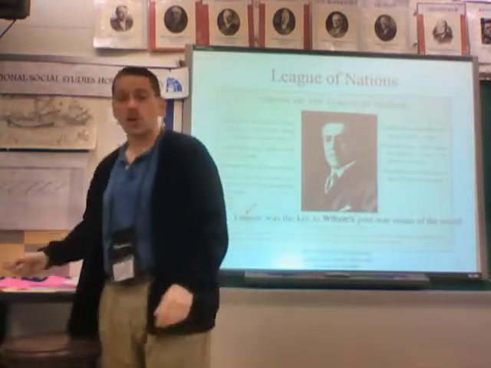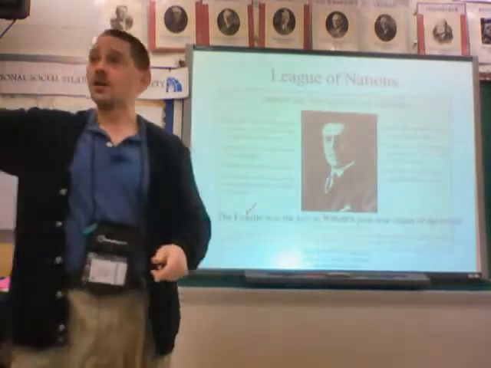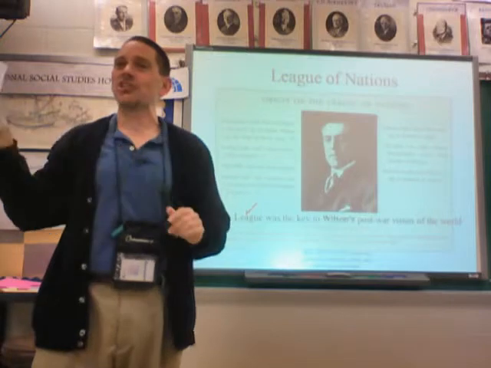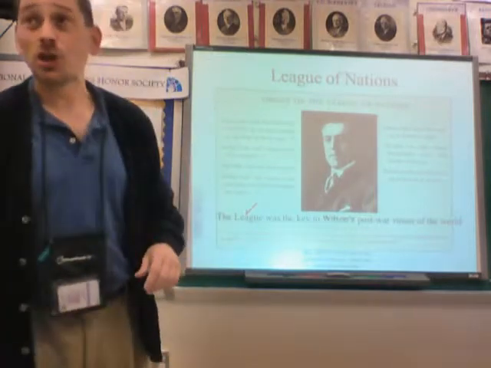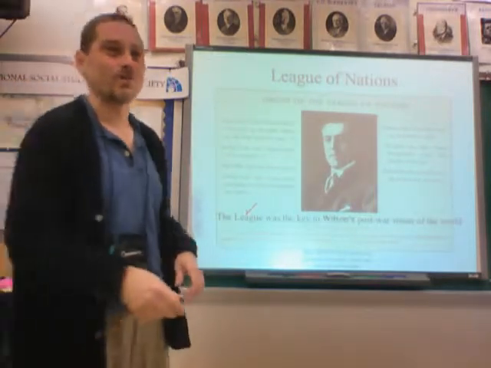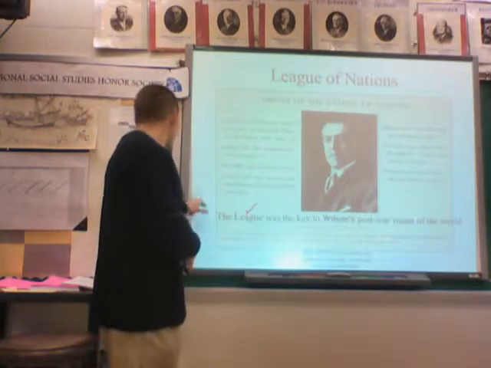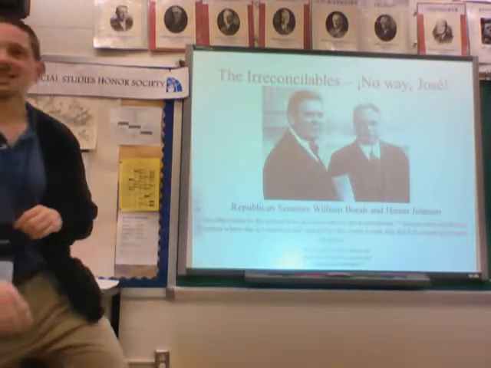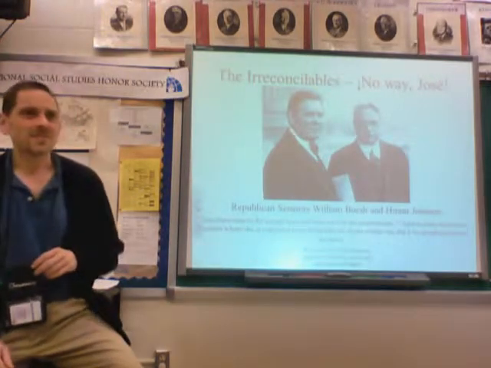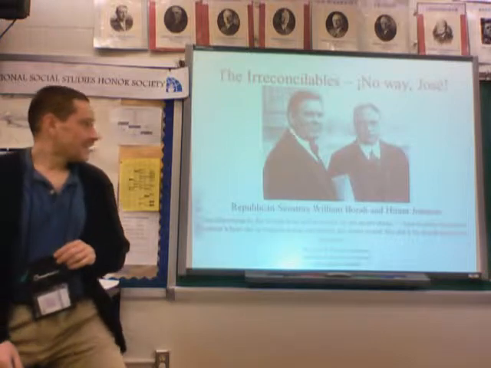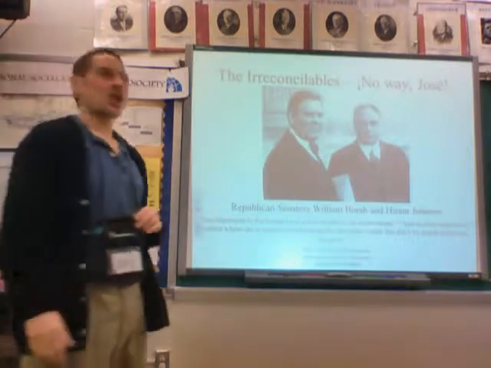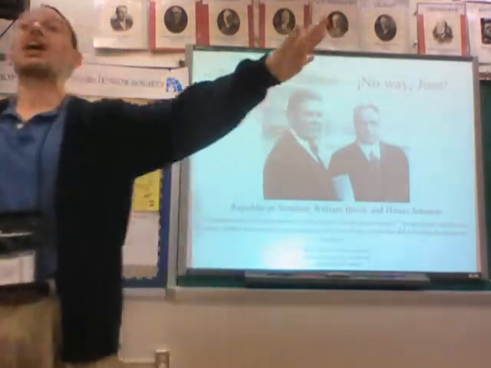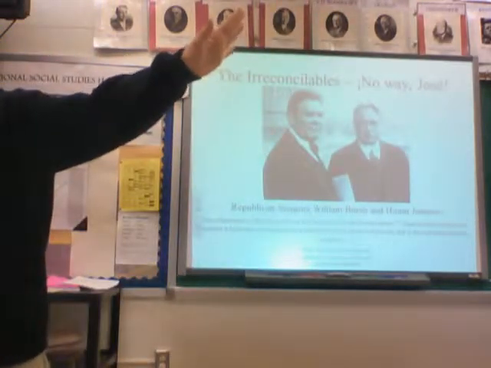So, of course, when Wilson comes back home with the Treaty of Versailles, with the League of Nations attached to it, the Republicans, who weren't invited to go to Europe, take a look at the treaty, and they say, no, we're not, no League of Nations. We're not supporting a League of Nations. This group of Republicans are called the irreconcilables. They couldn't be reconciled on the League of Nations. They would not support it.